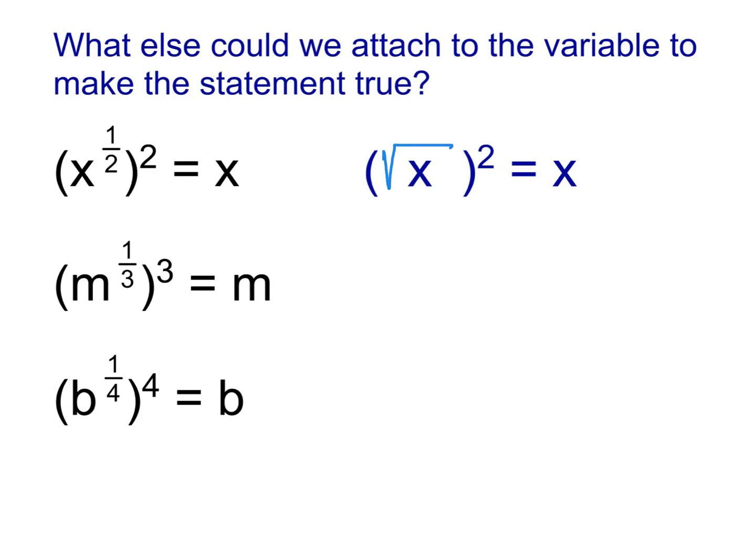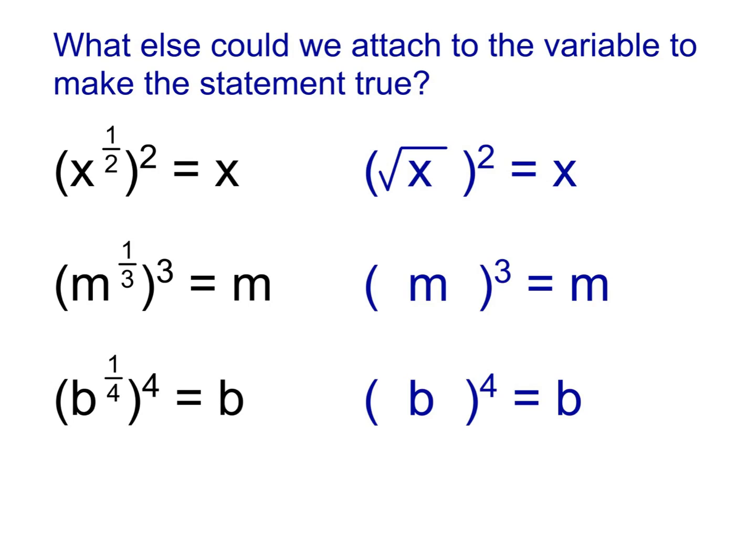And so we could also square a square root to have it cancel out, just like I could square a 1/2 power and have it cancel out. If I then take a look at the m and the b, we could go through kind of the same reasoning. For the m, what can I cube that would make it disappear? Cube root. And what can I raise to the power of 4? 4th root.